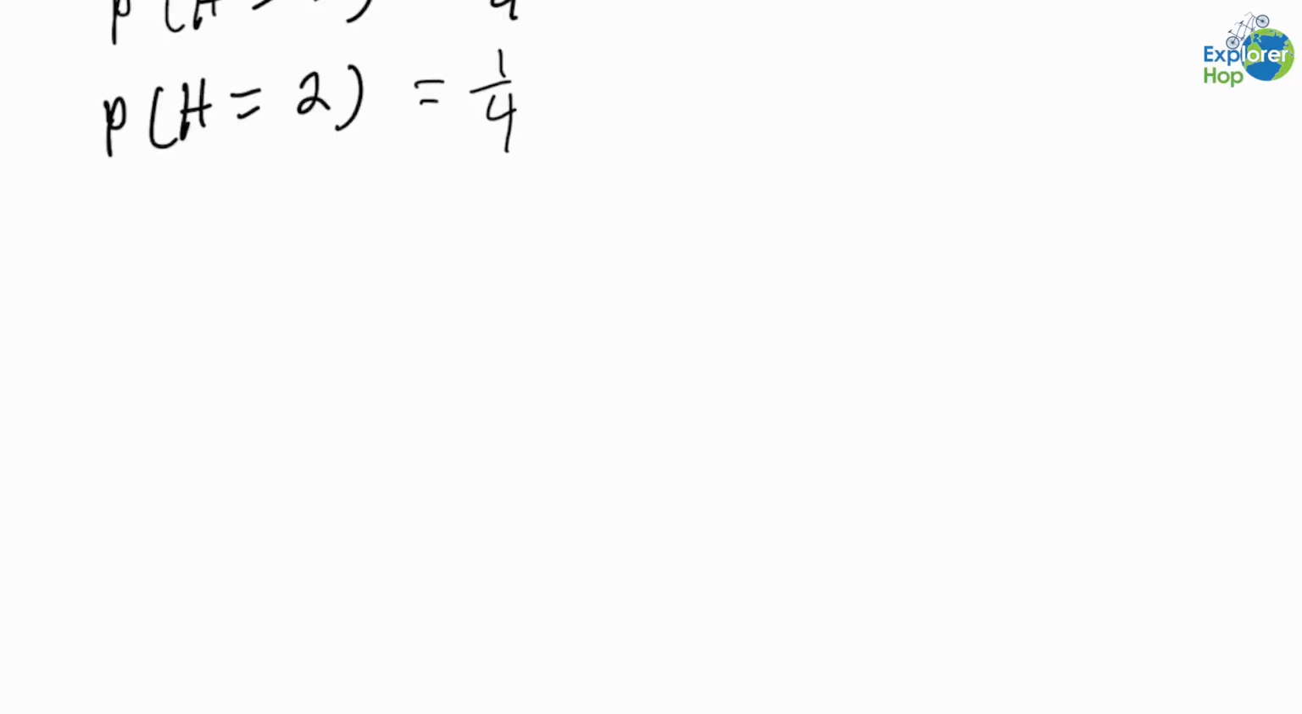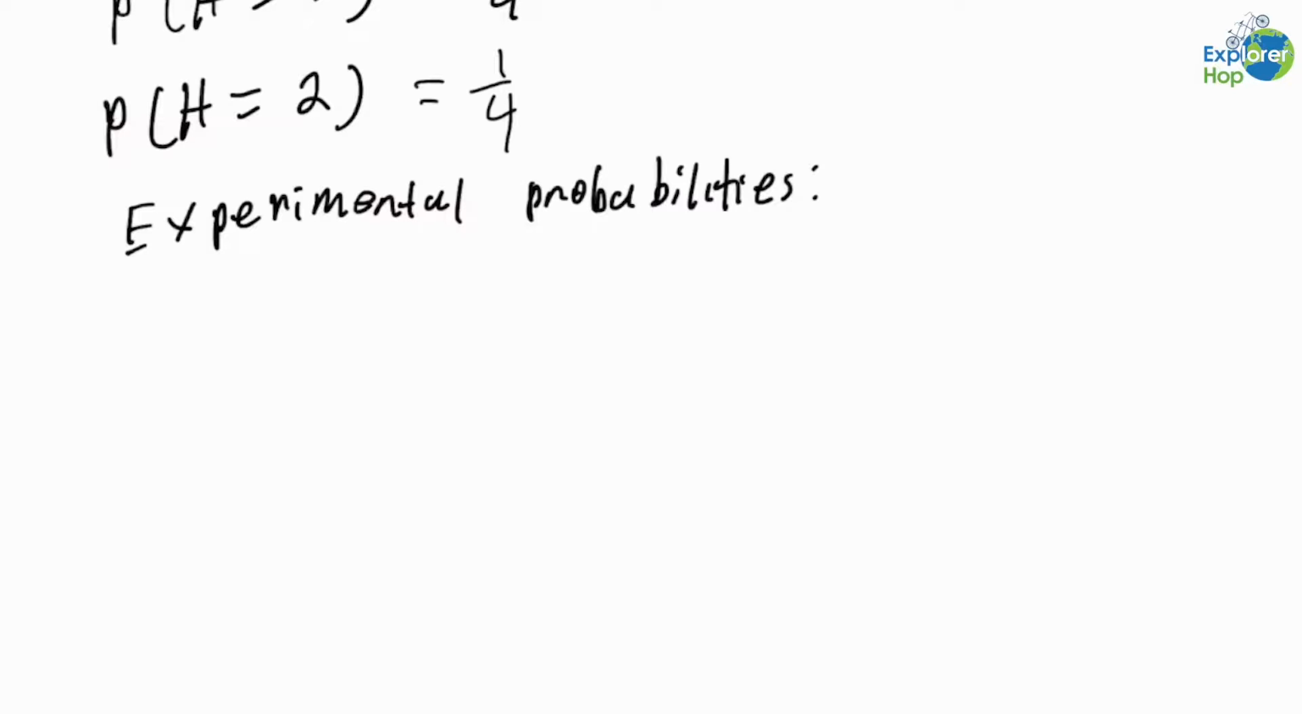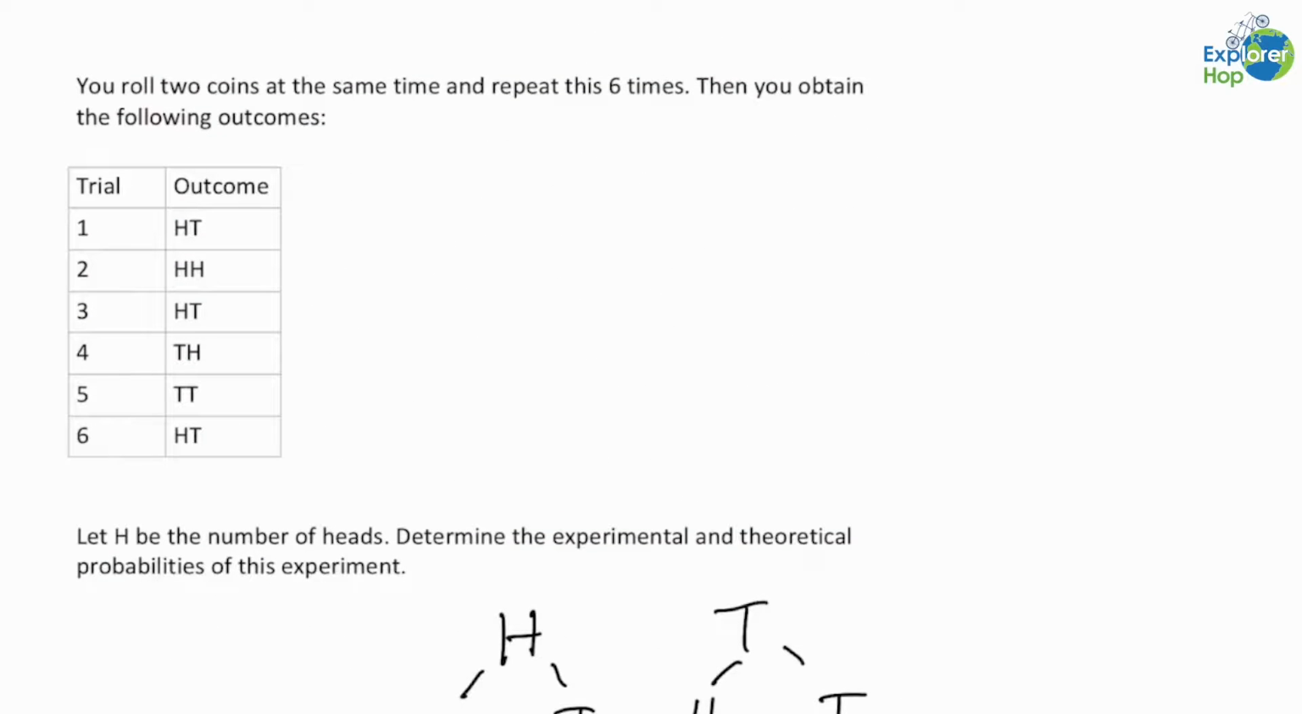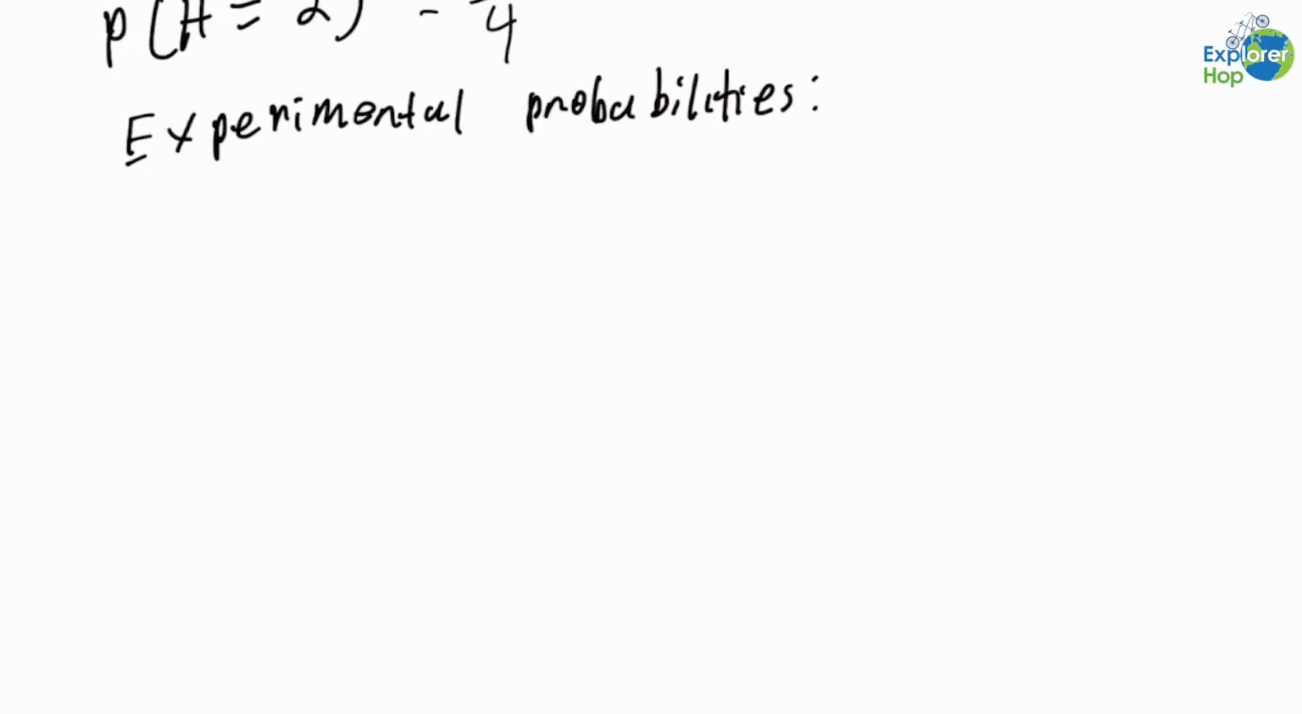Now to find the experimental probabilities, we take the number of times each event occurs and divide it by the total number of trials. So to find the experimental probability of having 0 heads, we see that we only had 1 trial where we had 0 heads, and that's trial 5, where we had 2 tails. So the experimental probability of having 0 heads is going to be equal to 1 over the total number of trials, which is 6.